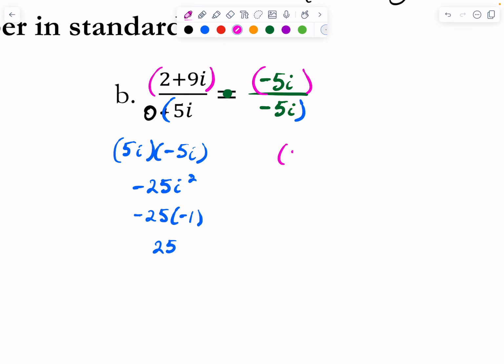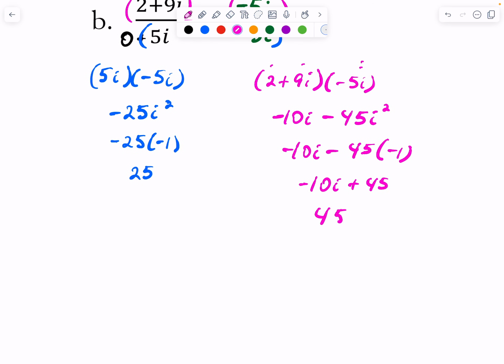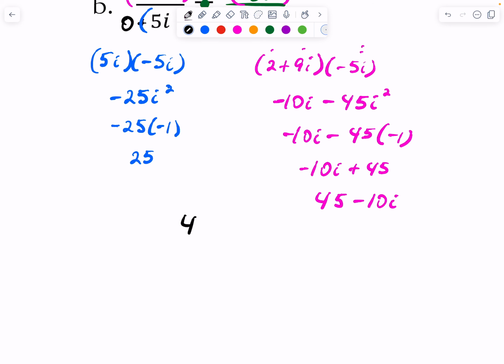Let's multiply our two numerators times negative 5i. So 2 times negative 5i is negative 10i. 9i times negative 5i is going to be minus 45i squared. Bring down the negative 10i. i squared is negative 1, so it becomes negative 10i plus 45. Please write that with the real number first, so 45 minus 10i. Put them together, my new numerator over my new denominator.